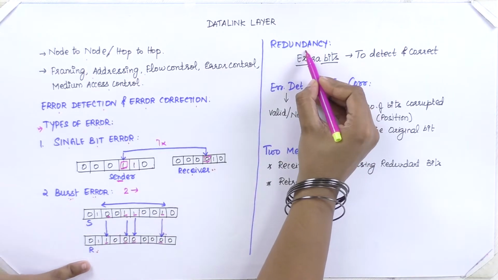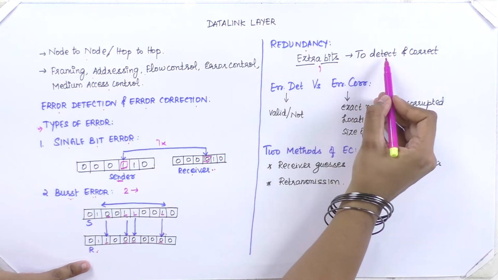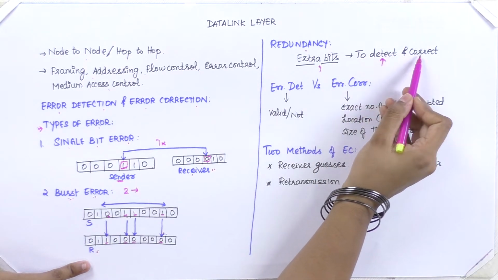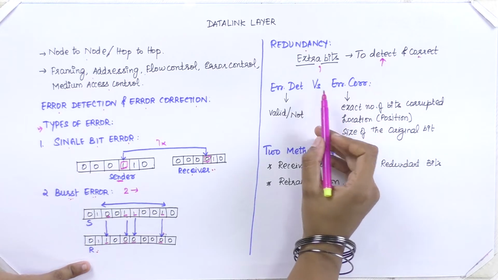So we have a concept called redundancy, which means that when sending my original data bits, I will add some extra bits to the original data on the sender side, and send it to my receiver. The receiver, with the help of those redundancy bits, checks whether the data is corrupted or not. So the main concept here is redundancy. Redundancy is the extra bits used to detect as well as to correct errors.